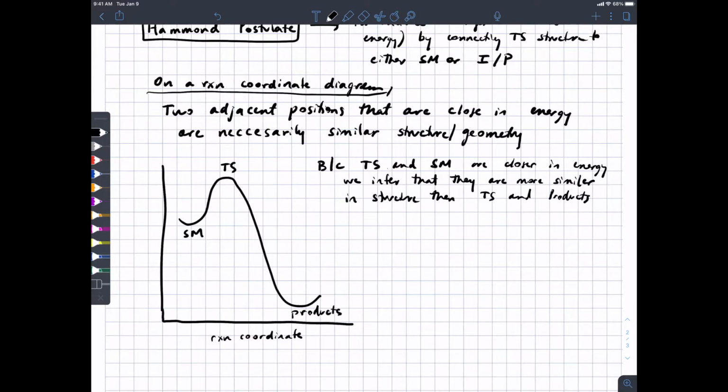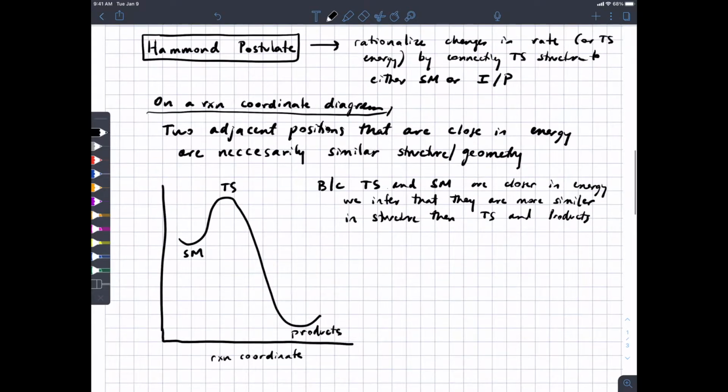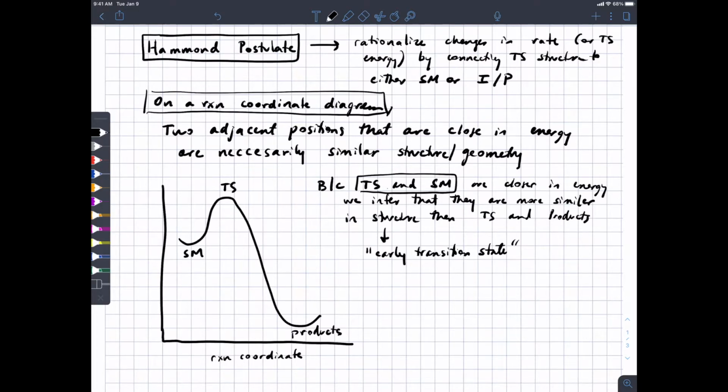Okay. Now, some people will use some terms to describe the Hammond postulate. For example, when the transition state resembles the starting material, people will say it is an early transition state. What they mean by that is it's early because it more closely resembles the stuff at the beginning than the stuff at the end. All right, so if you hear that, that's just what people are talking about.